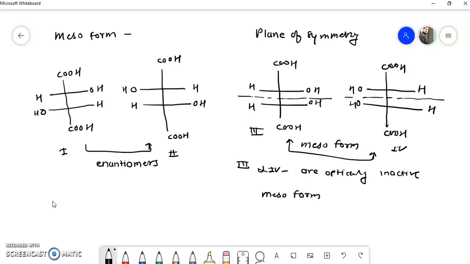In this video we have seen three different concepts: what a racemic mixture is, then the racemization process, and the third point, what is meant by mesoform. These three points are very important as far as stereochemistry is concerned. So we will stop here now, and we'll meet in the next video with a new concept of stereochemistry.